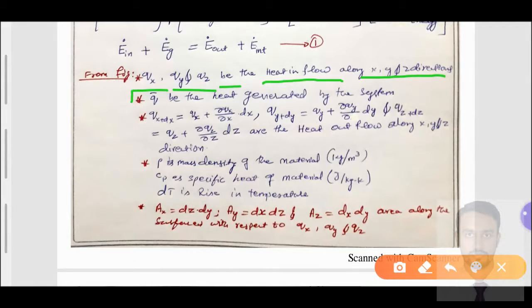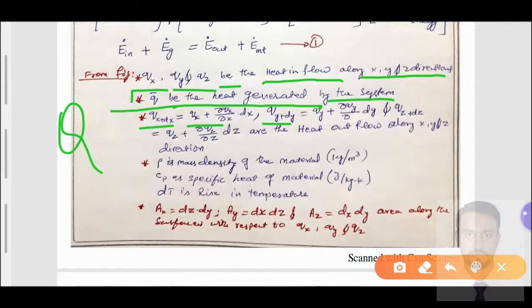In the previous case we took only q of x, and now we are taking q of x, q of y, q of z, all the values. Instead of a capital Q for heat generated by the system, we have taken a small q dash. The small q dash is the heat generated by the system, where q of x plus dx is equal to qx plus dou qx divided by dou x into dx.